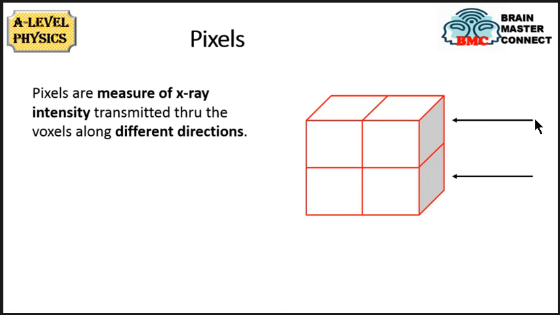So the same thing is applicable here. When the X-ray beam is released and it strikes on this section, the intensity on each of these Voxels will never be the same.